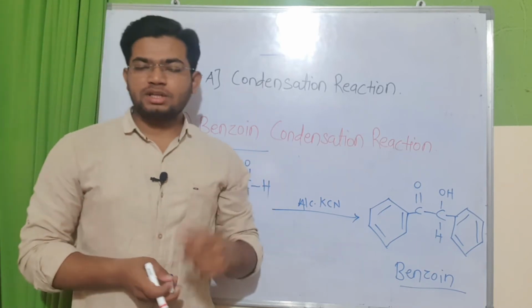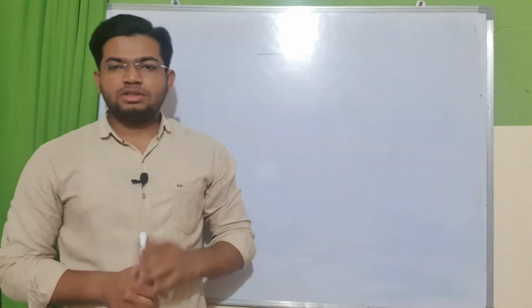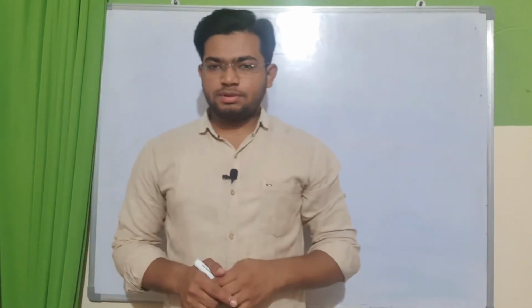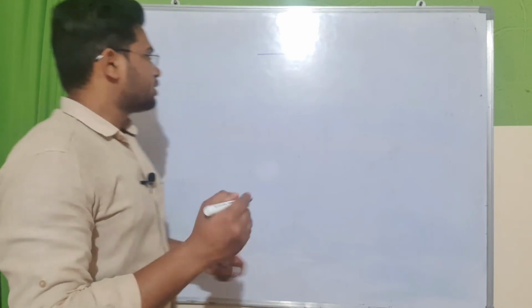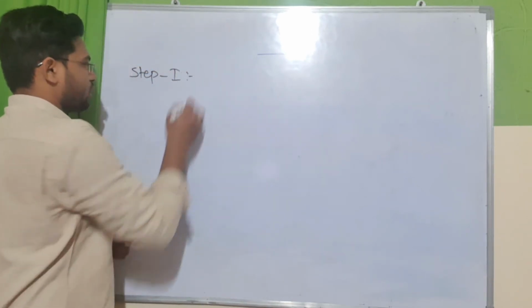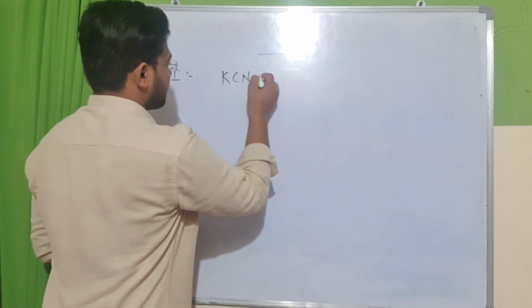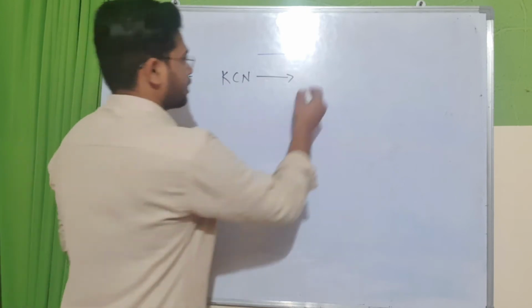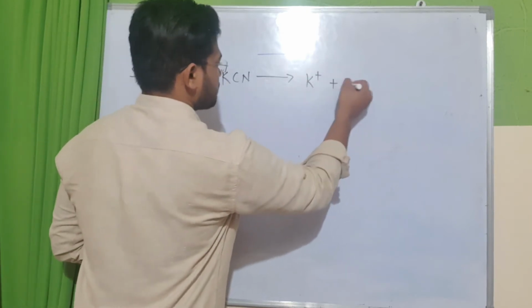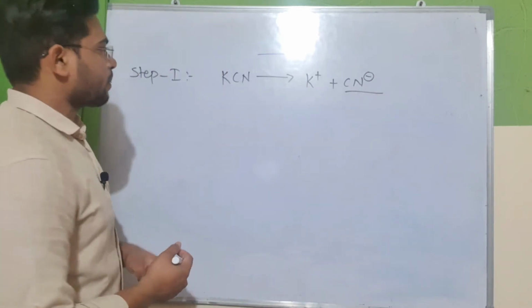Now the main part of the reaction is the mechanism. Now we will see the mechanism of this reaction. The mechanism of this reaction takes place in three steps, and it is a very simple mechanism. We will go step by step. In the first step, whichever catalyst we have, I have taken KCN. The dissociation of this KCN is K plus and CN minus. We have to take this CN minus in the reaction. It is a catalyst.